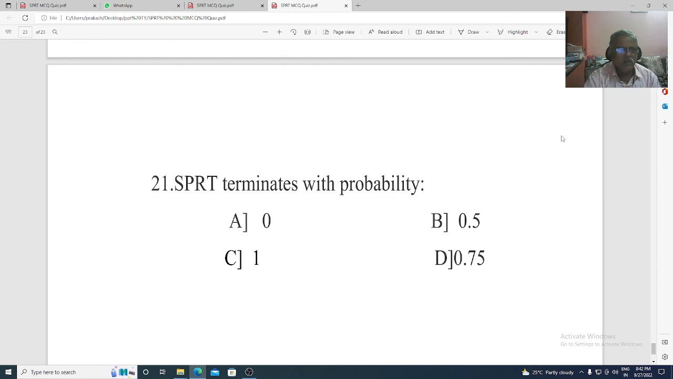Question 21. A SPRT terminates with probability: option A, 0, option B, 0.5, option C, 1, option D, 0.75. The correct option is option C, 1.